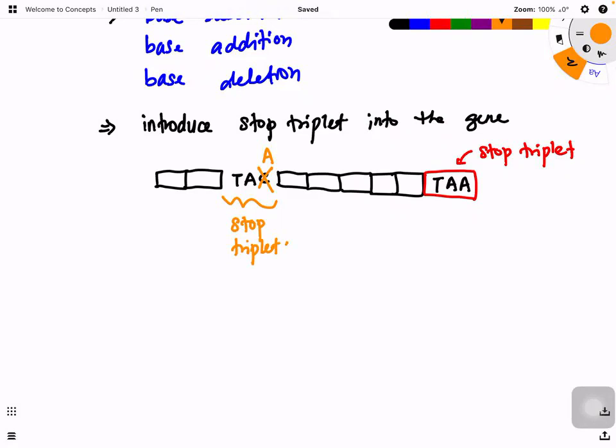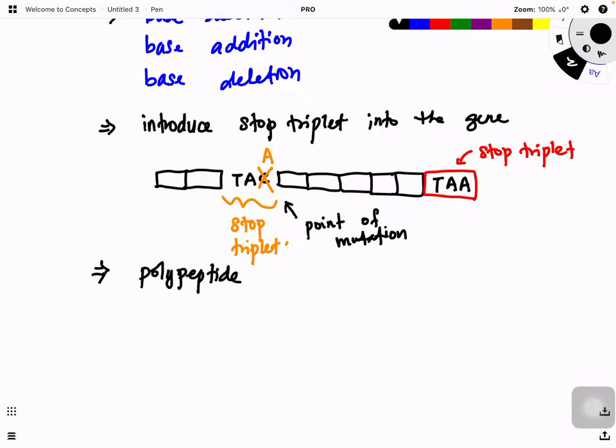So by doing this, it will cause the polypeptide to become shorter. The idea here is this is the point of mutation. Anything after this cannot be synthesized, cannot be translated, because nothing follows. The stop triplet is introduced in the midst of the gene, rather than at the end of the gene, in the middle of the gene here. So our polypeptide actually becomes shorter. It becomes shorter already, so definitely it is going to lose its function.